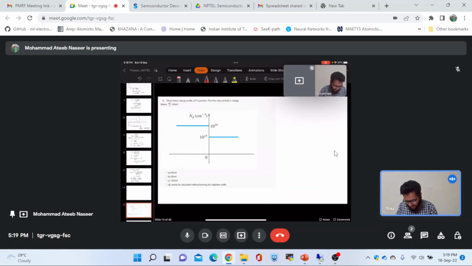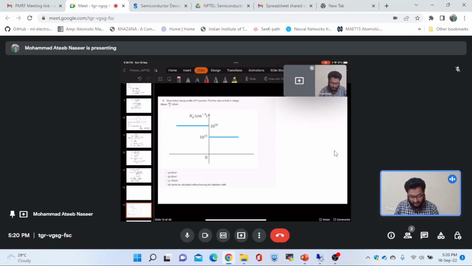Let's move towards another problem, which states that we have some charge profile that is given, and this charge profile has donor concentrations of the order of 10 to the power 16 and of the order of 10 to the power 15. Now we have been told to find the built-in voltage from these corresponding charge density profiles.